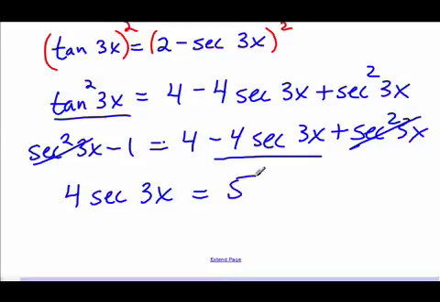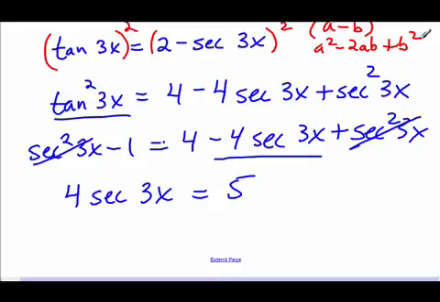Did I lose anybody so far? Where did I lose you? 4 minus 4x secant 3x plus secant 3x. I took this term, brought it over here, made it positive. The one below here, 2 minus secant 3x. Yeah, I multiply it out. Square this, square this. This is like the quantity a minus b squared. Up here what happened was we squared that and got a squared minus 2ab plus b squared.